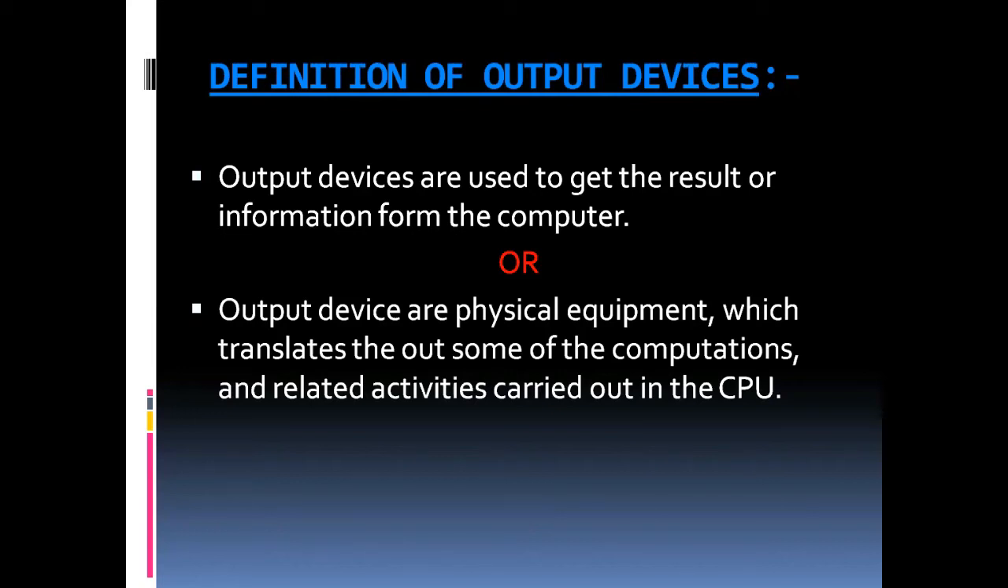The purpose of the output devices is to convert data or information expressed in electronic impulses to a human understandable form such as printed reports. Output devices are used to get the result or information from the computer. Output devices are physical equipment which translate the outcome of the computation and the related activity carried out in the CPU. CPU is the abbreviation of Central Processing Unit.